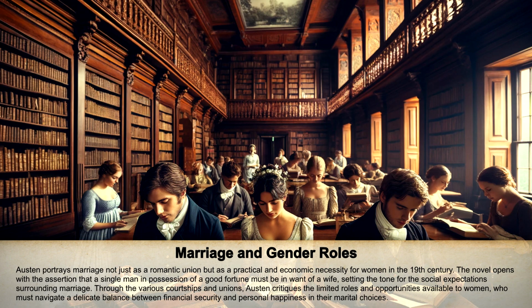Marriage and gender roles. Austen portrays marriage not just as a romantic union, but as a practical and economic necessity for women in the 19th century. The novel opens with the assertion that a single man in possession of a good fortune must be in want of a wife, setting the tone for the social expectations surrounding marriage. Through the various courtships and unions, Austen critiques the limited roles and opportunities available to women, who must navigate a delicate balance between financial security and personal happiness in their marital choices.